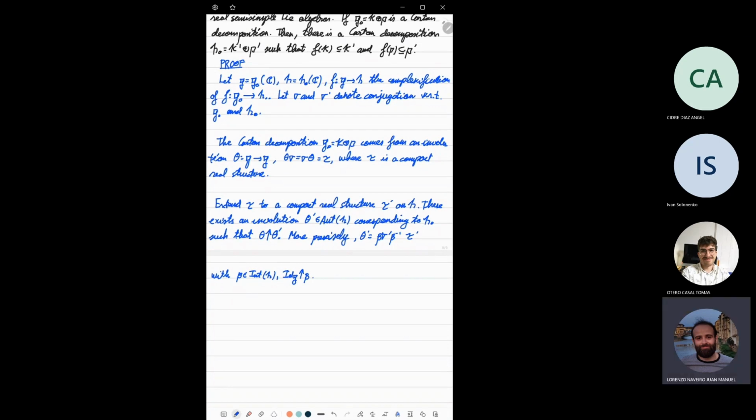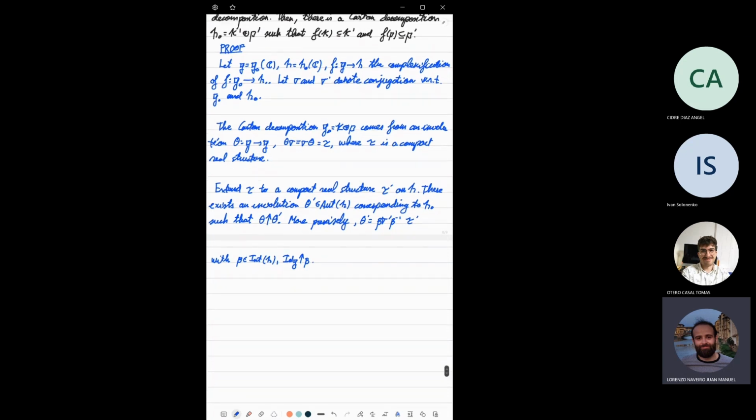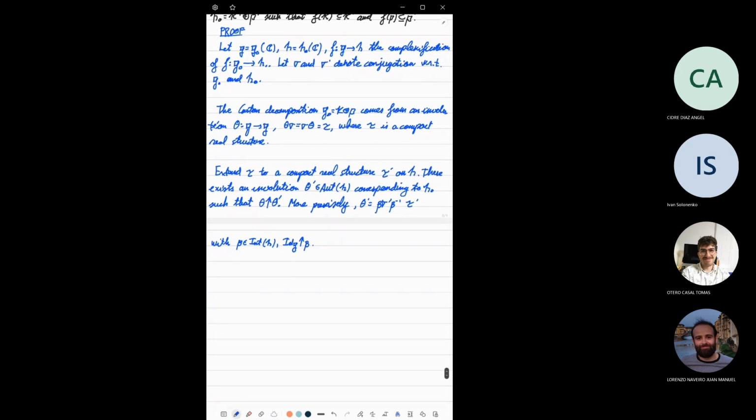So obviously, theta prime commutes with tau prime. And this means that theta prime would restrict perfectly to the compact real form of H. But the problem is that we want an involution that commutes with sigma prime, so that it restricts to H0 instead of the compact real structure. And the easy way out of this is to simply take the conjugate of theta prime by beta minus 1.